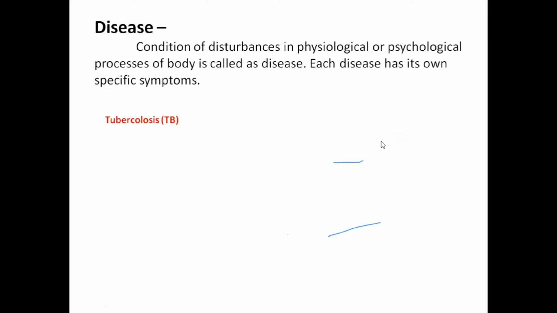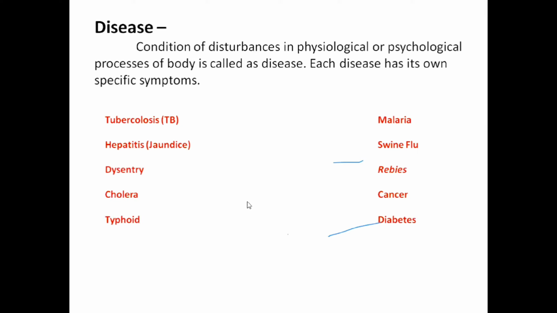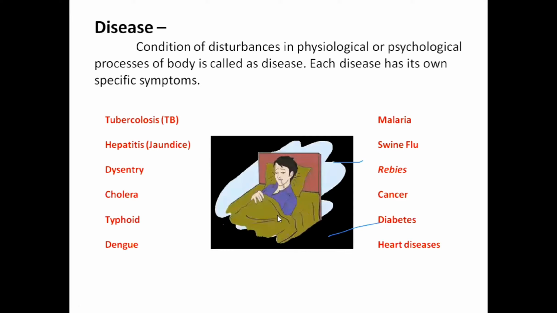There are certain diseases that we are going to discuss in this topic: tuberculosis, malaria, hepatitis, which is called jaundice also, swine flu, dysentery, then rabies, cholera, cancer, typhoid, diabetes, dengue, heart diseases. These are some of the diseases that we are going to introduce in this topic.